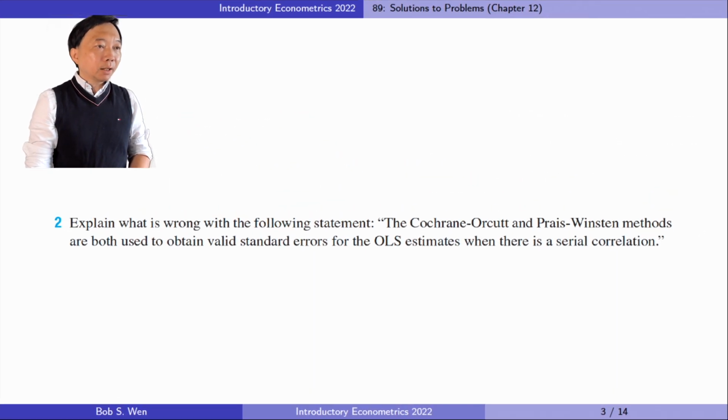Let's look at the second problem. Explain why it's wrong with the following statement. The Cochrane-Orcutt and Prais-Winsten methods are both used to obtain valid standard errors for the OLS estimates when there is a serial correlation.